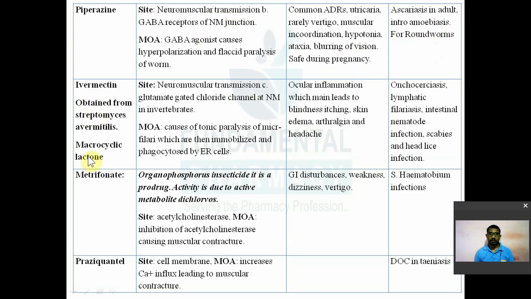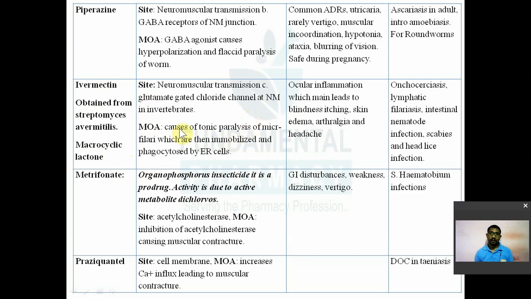So it is obtained from Streptomyces avermitilis. So ivermectin is obtained from Streptomyces avermitilis. Actually, the macrocyclic lactone. There is a macrocyclic lactone in the structure, बड़ा वाला lactone रिंग रहेगा ivermectin के साथ. तो उसका साइट क्या है? It will act on neuromuscular transmission as well as glutamate gated chloride channel at the neuromuscular junction in invertebrate.